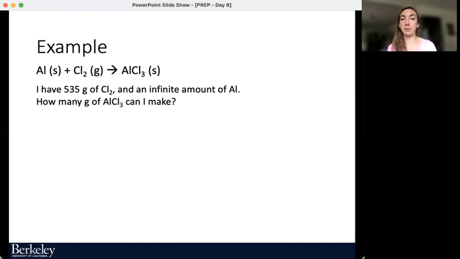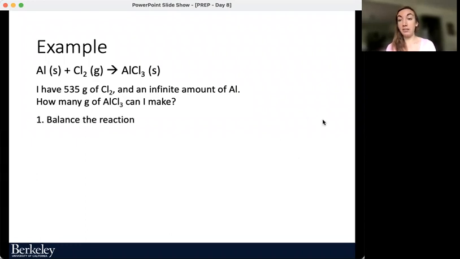So all I mean by that is I'm never going to run out of aluminum. I don't have to worry about running out of aluminum. I'm only going to run out of chlorine. So if I use up all my chlorine, how much AlCl3 can I make? Does everyone understand the question? So I'm just worrying about, if I use up all my chlorine, how much AlCl3 can I make?